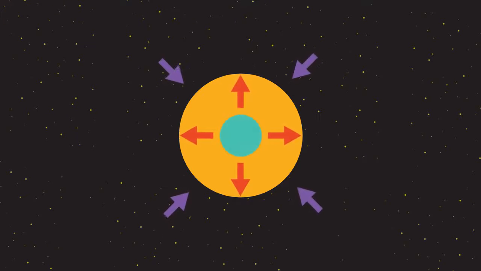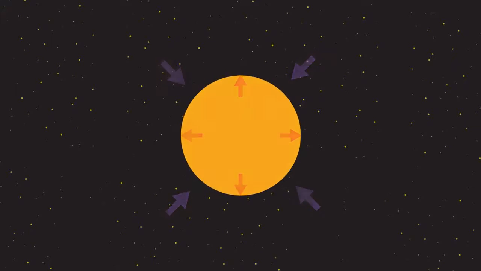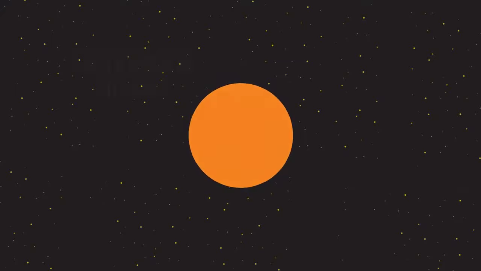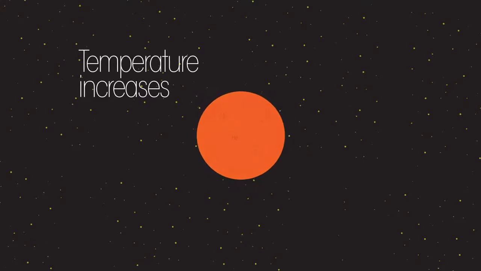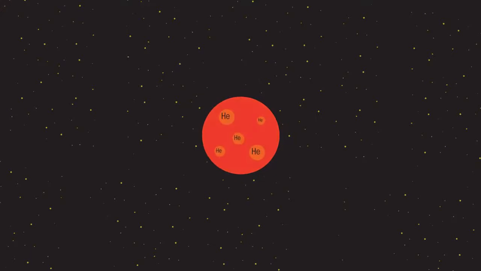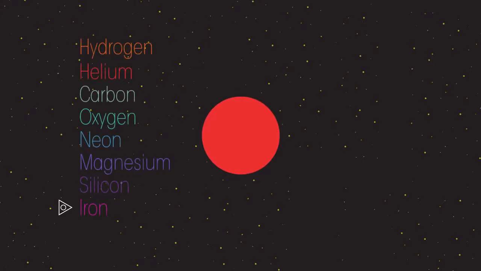Up until now, the nuclear fusion has been occurring between hydrogen nuclei, but eventually the hydrogen begins to run out. Now the outward force of fusion is less than the inward force of gravity. This causes the star to collapse inward and the temperature to increase. It becomes so hot that helium nuclei can now begin to fuse together to form heavier elements, but only as far as iron. To form elements heavier than iron requires an input of energy, which we'll explain a little later.